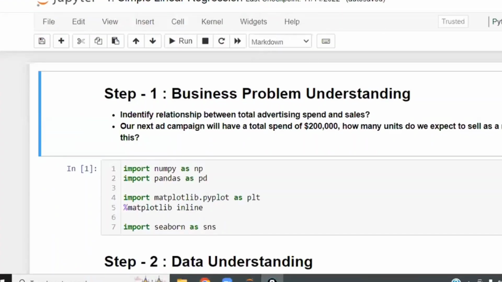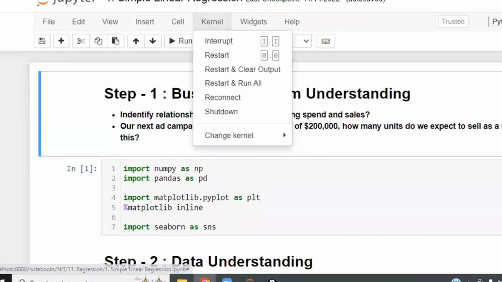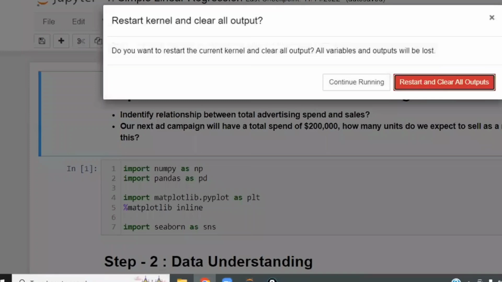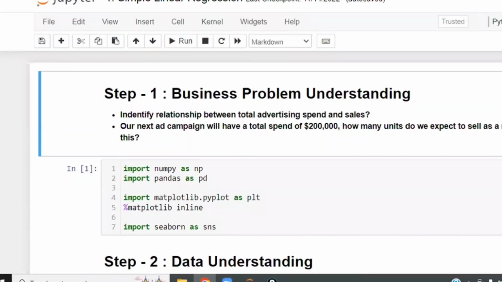Okay, the first business problem, the first project which I'm going to start, is on sales. Here they want to identify the relation between total advertising spend versus sales. Total advertising means they are spending on different things. And in the next ad campaign, if they spend $200,000, what is the expected number of units? This is the business problem.